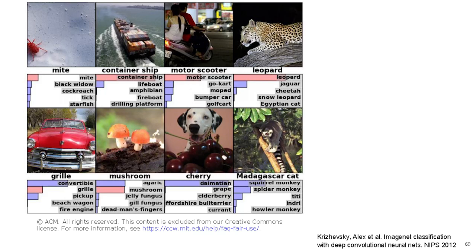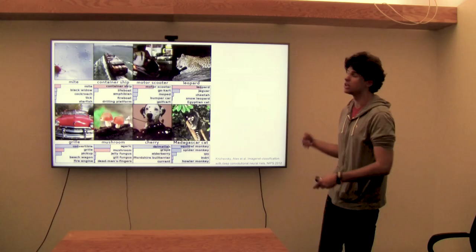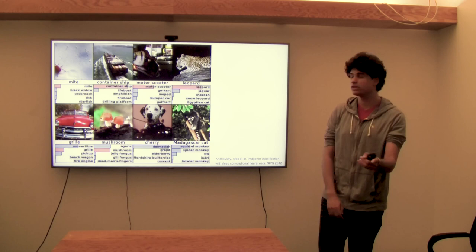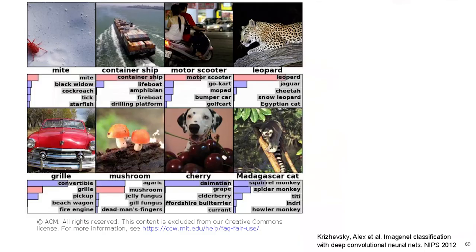For example, when we look at the container ship, it's pretty confident that what's in that image is exactly a container ship. There are certain cases when it doesn't get the correct label on its first try, but does have it in its top 5 labels. For example, you can see in grill and mushroom. Now, the funny thing about the mushroom image is that what it thinks the image should be classified as is agaric. Now, if you don't know, agaric is actually a type of mushroom, and in fact, it's a mushroom in that image. And it makes sense that their confidence levels are pretty much the same. Agaric is slightly more confident that what it sees in the image is agaric.